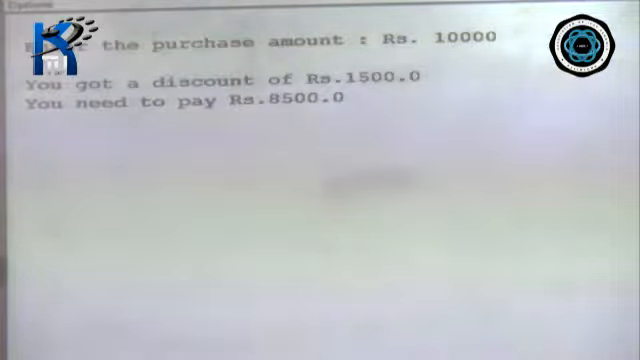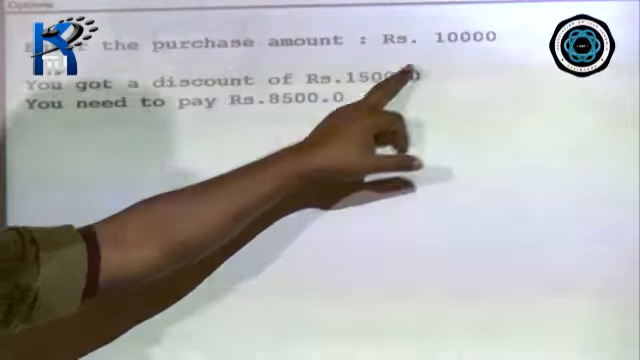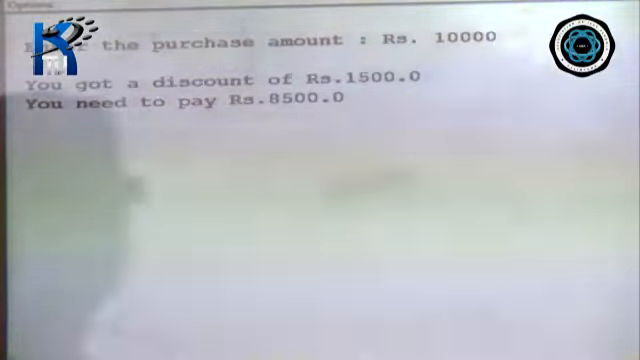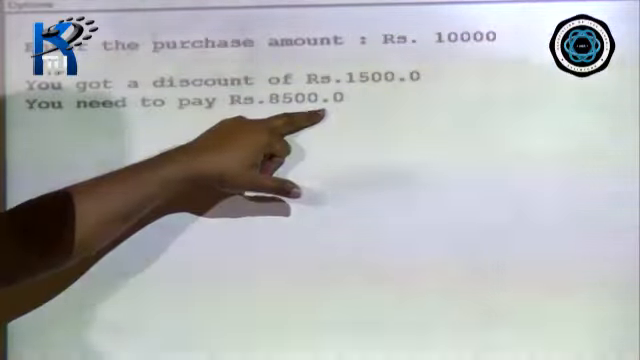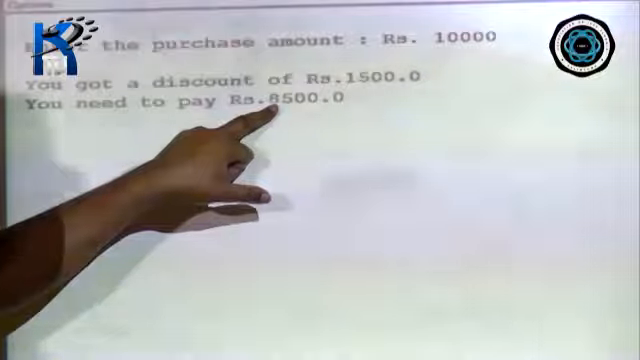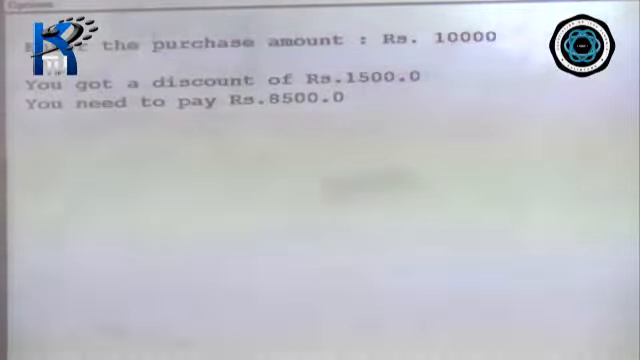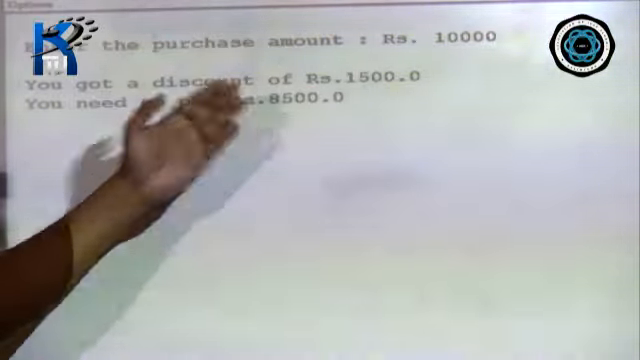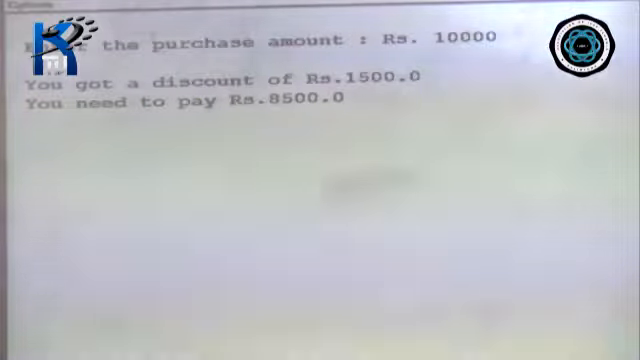And then after the if statement, we have come out of the if statement and subtracted this discount amount from this purchase amount to get the final bill. This is the final bill amount. So 10,000 minus 1,500 is 8,500. So when the user makes a purchase of 10,000, he or she gets a discount of 1,500 and needs to pay 8,500. Clear? So this is a program on if.